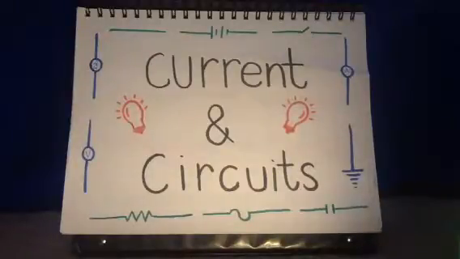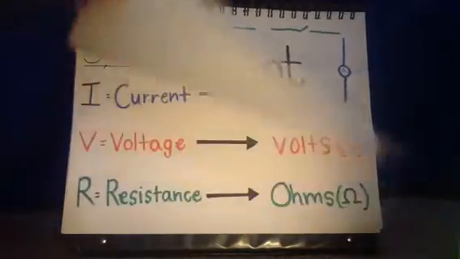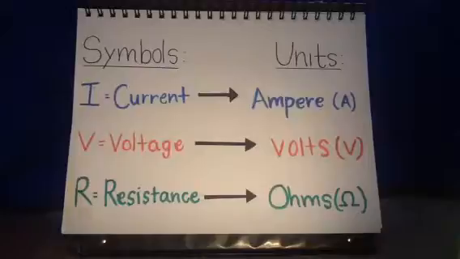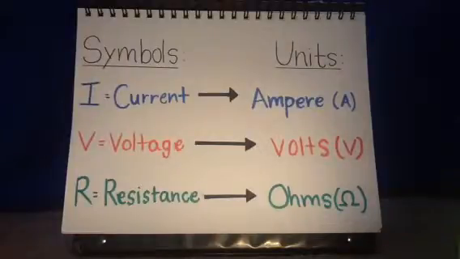Today I will be showing you guys how to find the total resistance in a combination circuit. But first we have to know the basics. Our symbols are I, which is equal to current, V, which is equal to voltage, and R, which is equal to resistance. Our units are ampere, which is A, volts, which is V, and ohms.